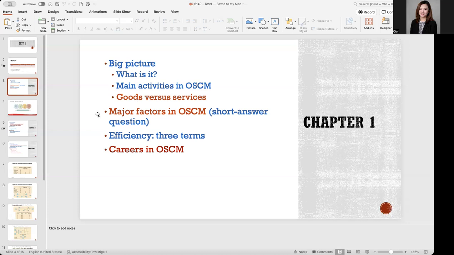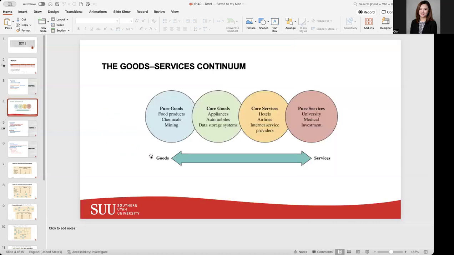And the second comes from these slides. This is what we call the goods-services continuum, and it gives you a few examples for each of them. For this continuum, 2 things you need to figure out. First, we have 4 categories here: pure goods, core goods, core services, pure services. And the second thing is to take a look at the examples under each category.